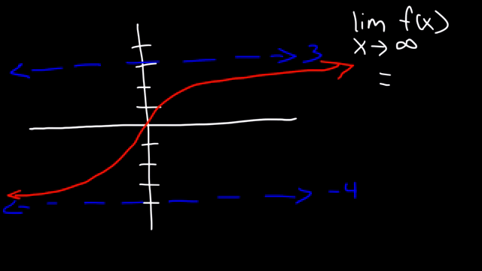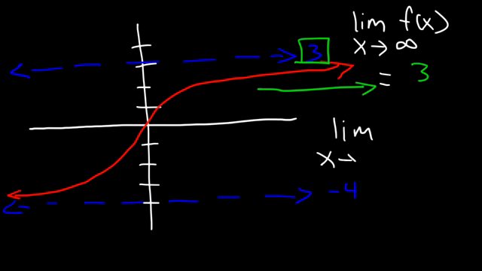So this is saying when x gets very large, that means as we follow the curve all the way to the right, what is the y value? Notice that it approaches the horizontal asymptote, so it has a y value of 3. Now what about the limit as x approaches negative infinity? So if we follow the curve all the way to the left, notice that the y value that it approaches is -4.